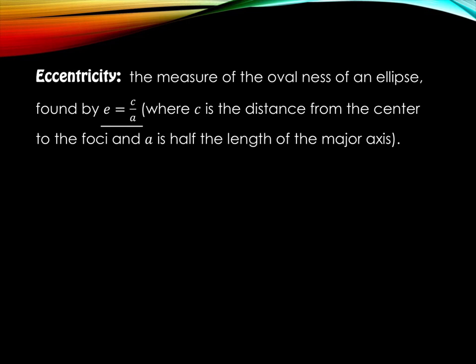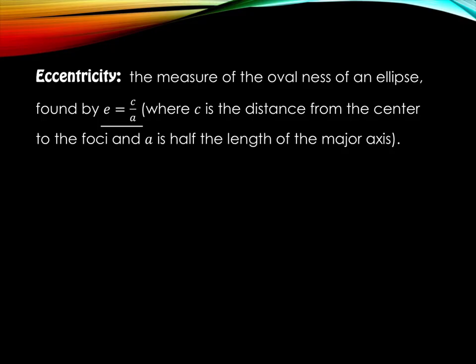It is found by taking e equals, and this is not the e that you know and love, 2.718, whatever. It's not that e. E stands for eccentricity there. Equals c over a. c is the distance from the center to the focus, and a is half of the length of the major axis.